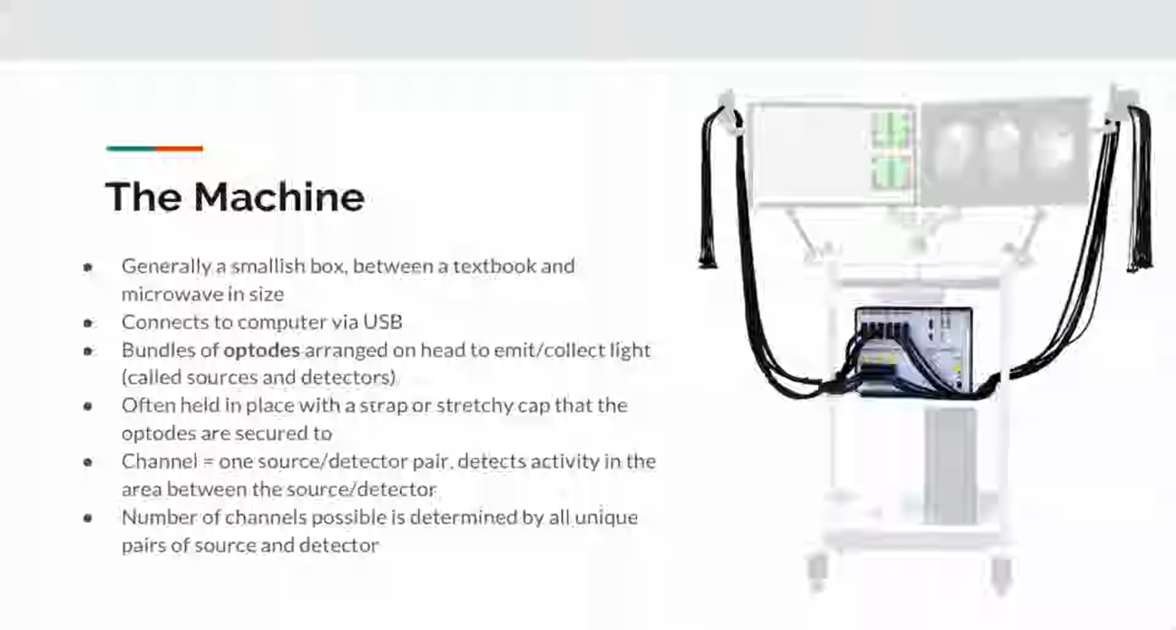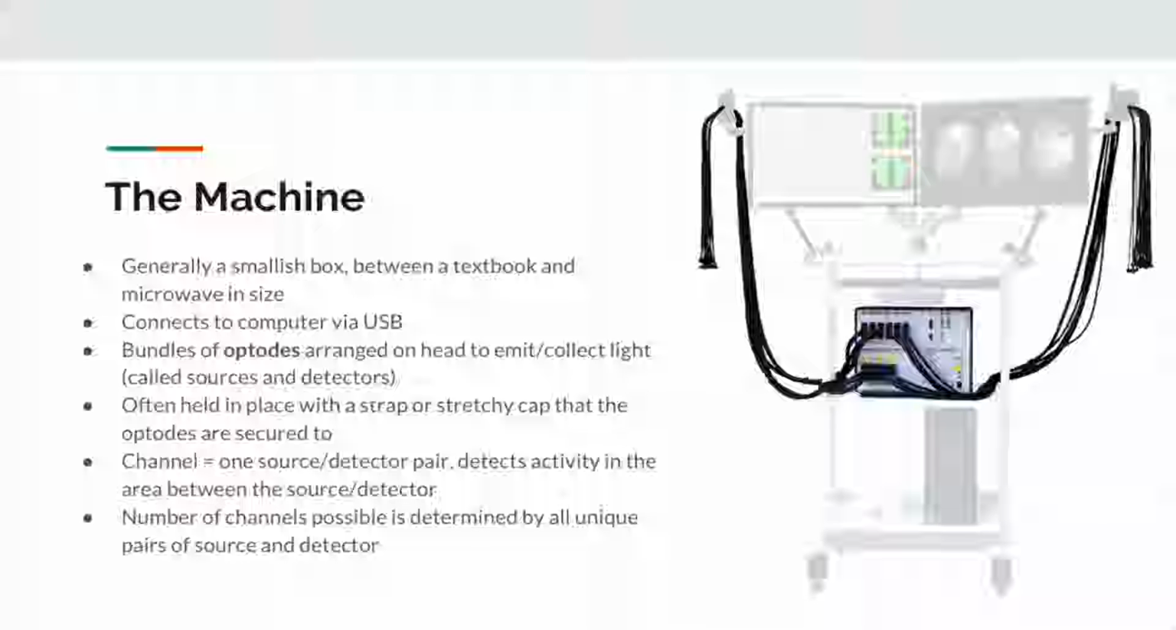These are the wires that have the optical components through which you're doing the signal detection analysis. And these optodes, which are hanging at the end of the wire there in the picture, are typically held to someone's head via a stretchy cap that we use, or they might be inserted into some sort of rigid frame which is then strapped to someone's head.